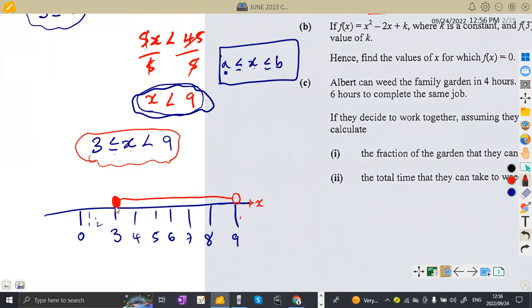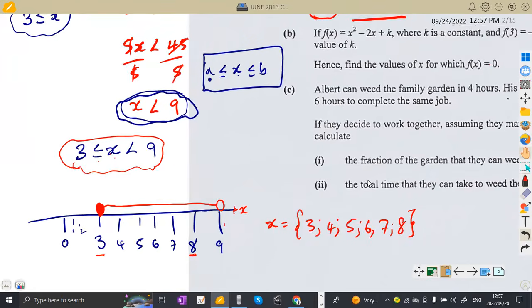So the values that we're talking about is 3 up to 8. So the values of x that we are talking about, x is a set of values from 3 up to 8, which means we're talking about 3, 4, 5, 6, 7, and 8. These are the values of x that we are talking about. But let us answer the question.